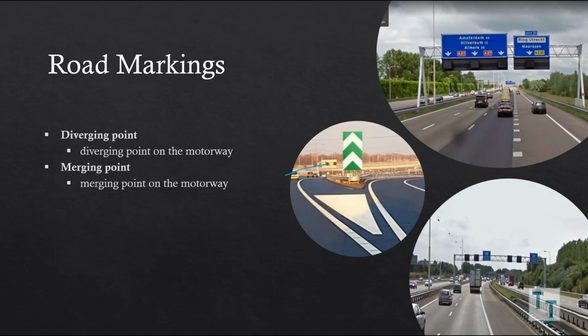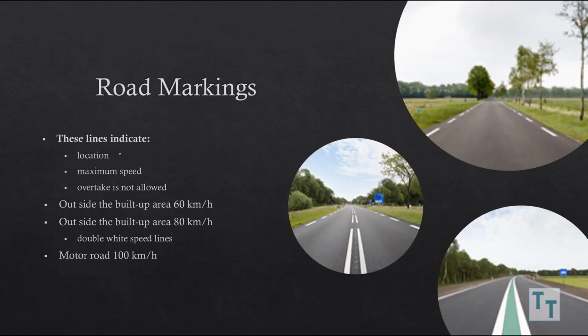This board, in combination with road marking, indicates a diverging point. A diverging point separates two different motorways, and the merging point on the motorway indicates the merging between two motorways. You can find diverging points and merging points on the motorway. Route markings also indicate location, maximum speed, and whether you are allowed to overtake or not.